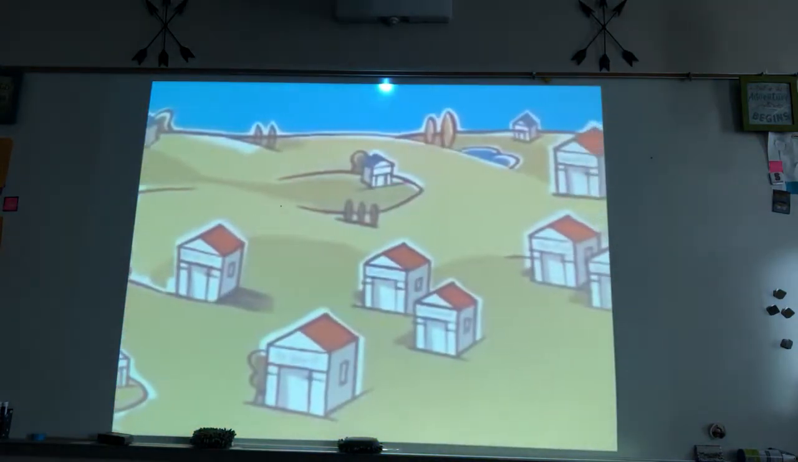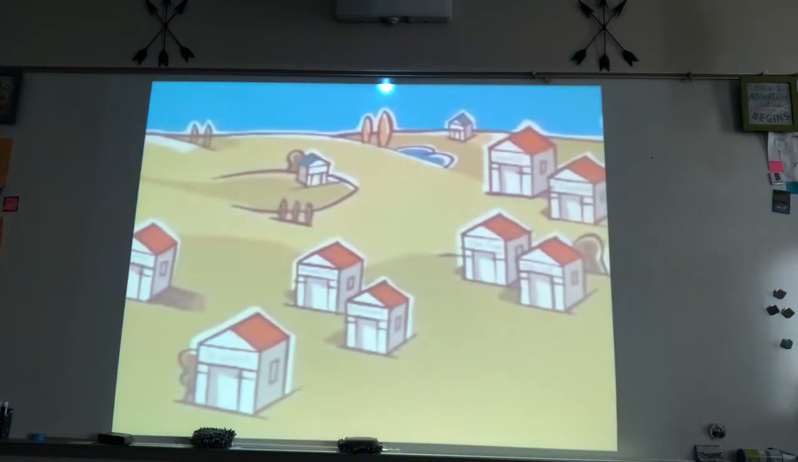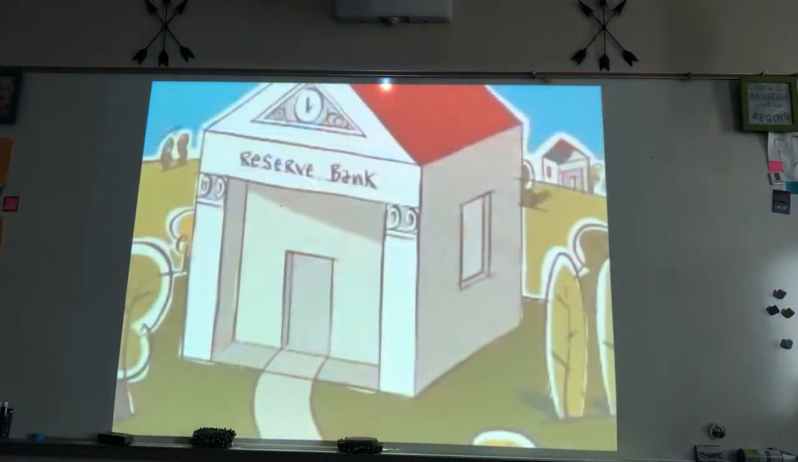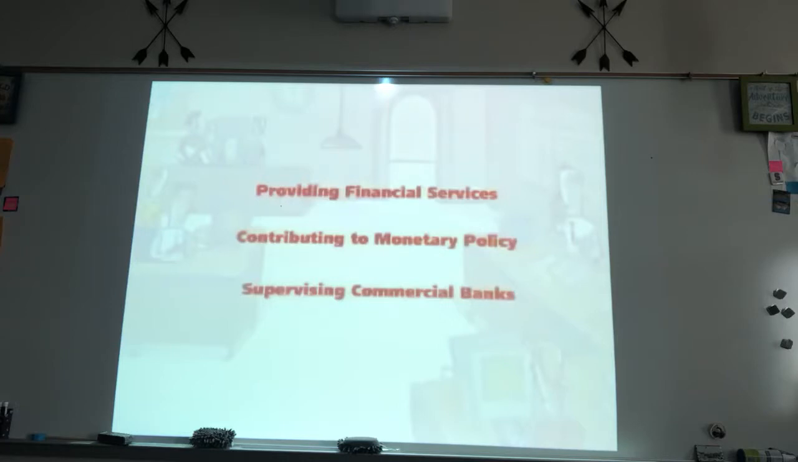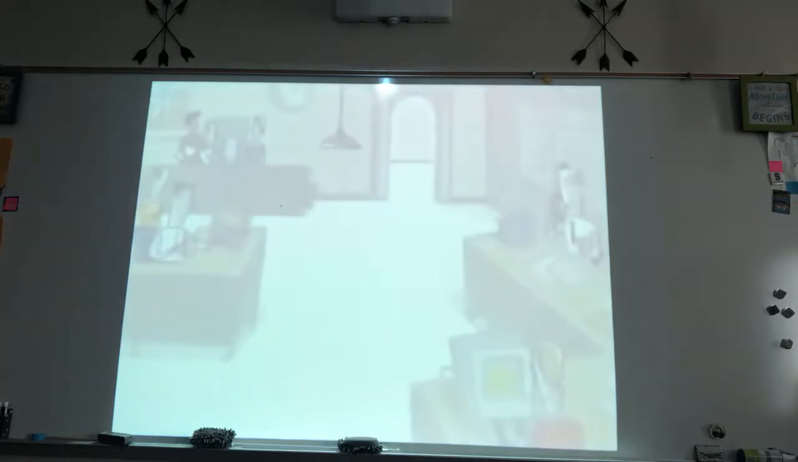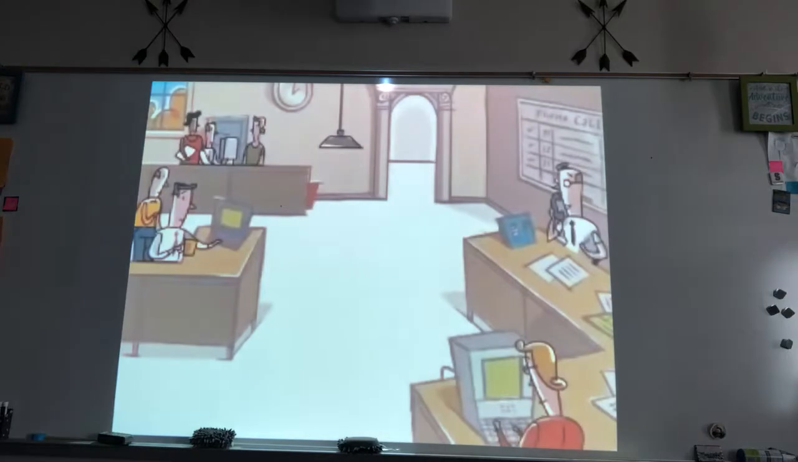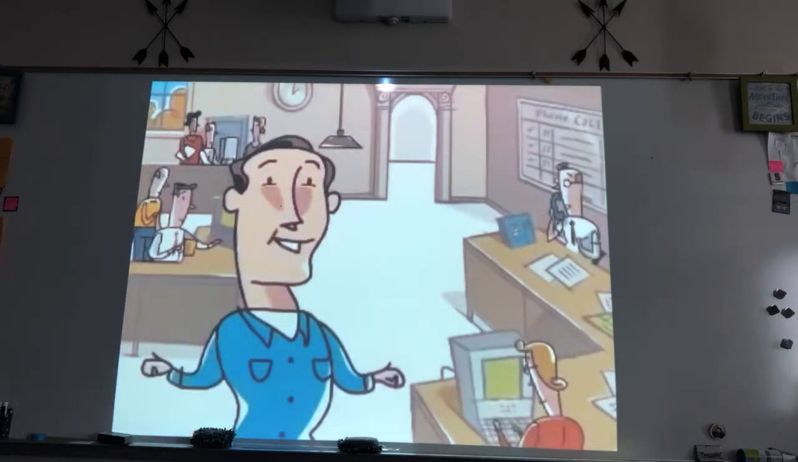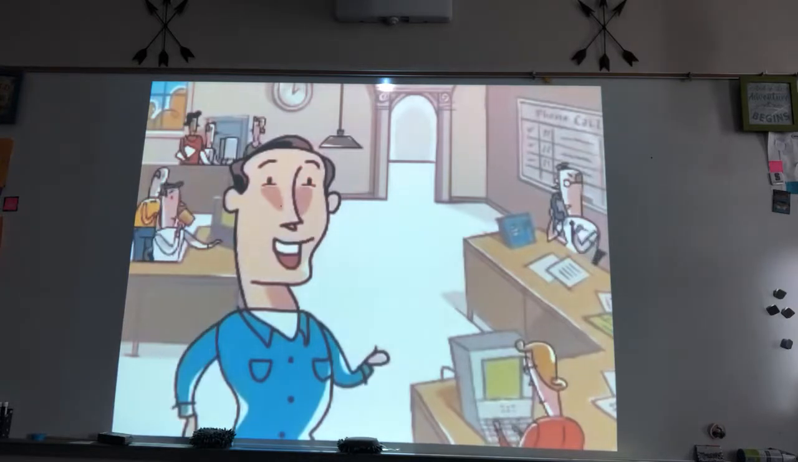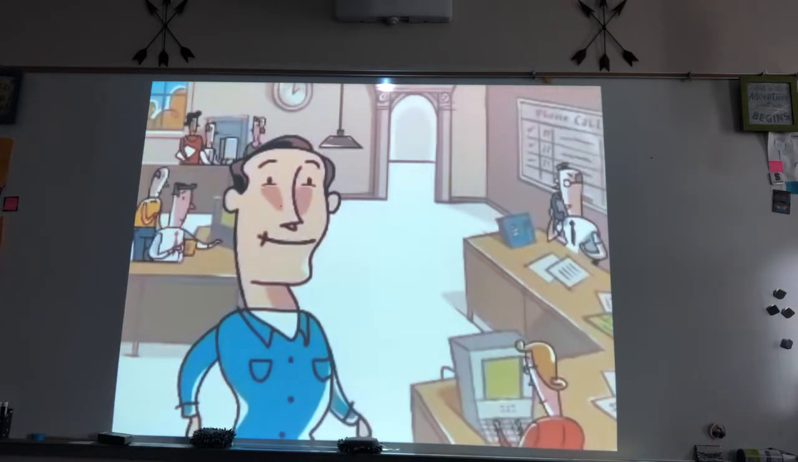In all, there are 12 districts in the Federal Reserve, and each is served by a regional reserve bank. Many also have 1 or more branches. As we'll see, reserve banks have 3 main responsibilities: providing financial services, contributing to monetary policy, and supervising commercial banks in their regions. Now don't worry if you didn't catch that the first time through. We'll take a look at each of these activities one by one. First, let's head to the financial services area and see why a reserve bank is often called the banker's bank.